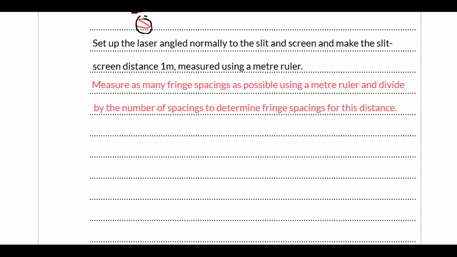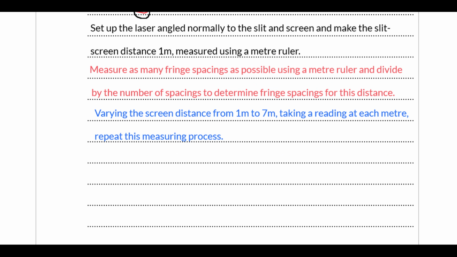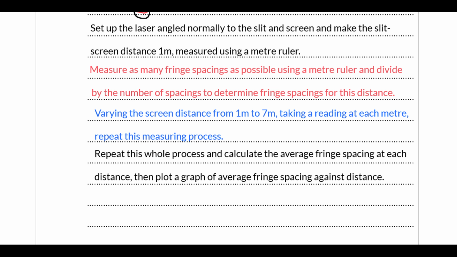All right, so this is the process we're going to carry out, taking one full set of readings. Now we need to repeat that experiment so we can get the average fringe spacing for each distance, and then we can plot our graph. We've got average fringe spacing and we've got distance, so we can plot those two things on the graph.